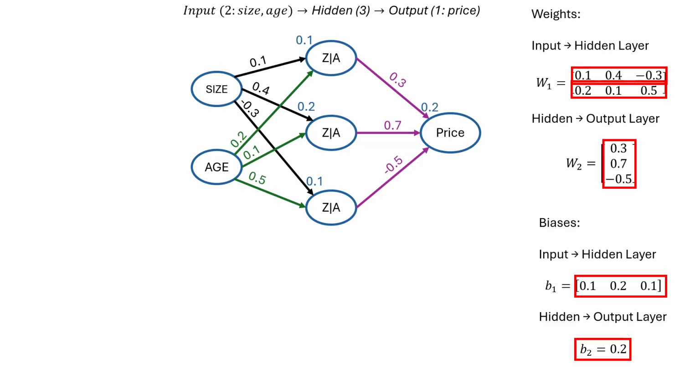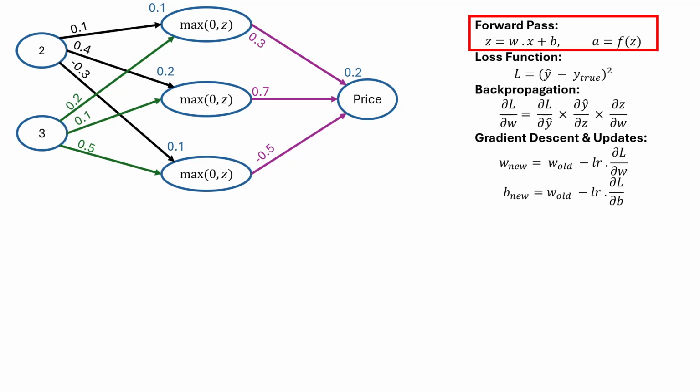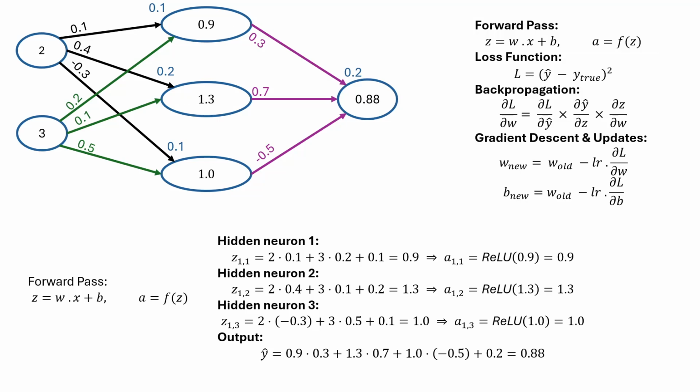The activation function is ReLU. Assign the inputs 2 and 3 and the output 1. Let's do the calculations step by step, starting with the forward pass. For each neuron, we apply the formula Z equals W times X plus B, and then apply the ReLU. So we get 0.9, 1.3, 1. So the output is 0.88. Let us write the values in the relevant neurons.